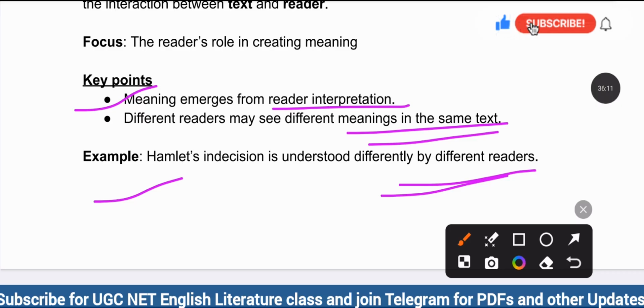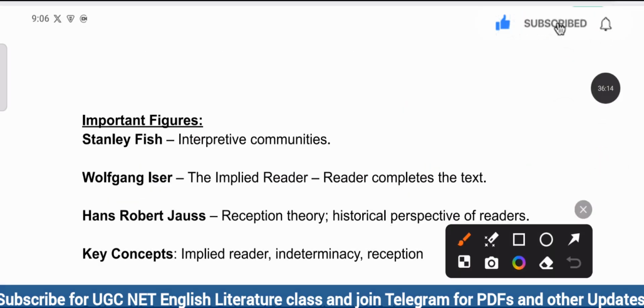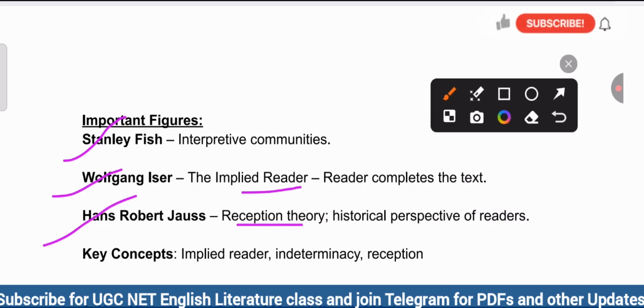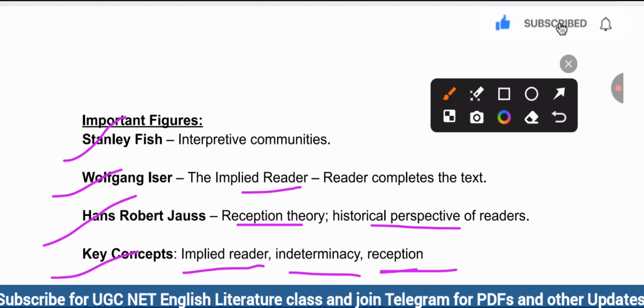Okay. Important figures in this: we have Stanley Fish, interpretive communities; Wolfgang Iser, the implied reader, the reader completes the text; Hans Robert Jauss, reception theory, the historical perspective of readers. Key concepts you will find in this: the implied reader, indeterminacy and reception.